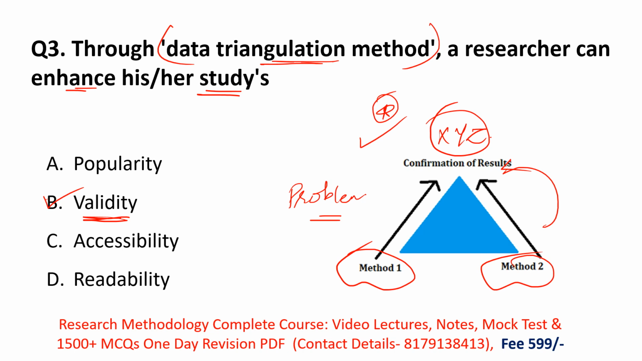Now we'll see the incorrect options as well. Option A is popularity. No, through the data triangulation method we cannot say that the results are popular, that the research is very popular. So option A is incorrect. Then option C is accessibility, how many people can access that data. Again, this is not the correct option. Then option D is readability, meaning how easily people can read that paper or that research. The data triangulation method does not show us readability, how people can read it, but it shows us the validity of that study. The results are valid. So the correct option is option B, validity.